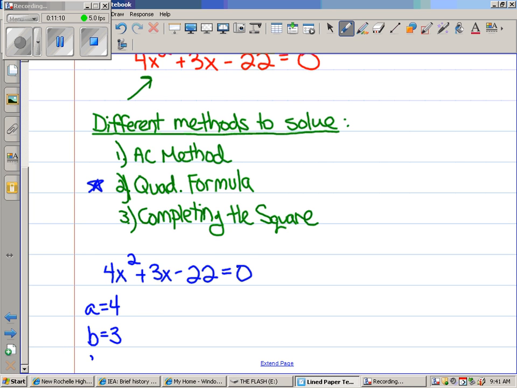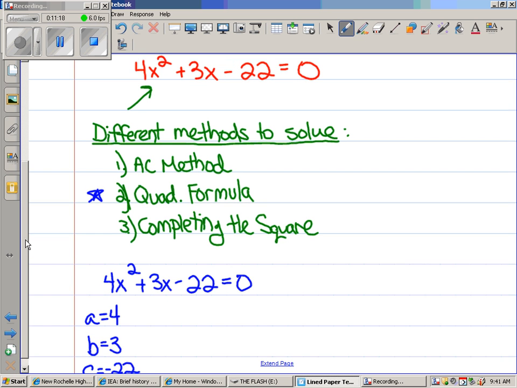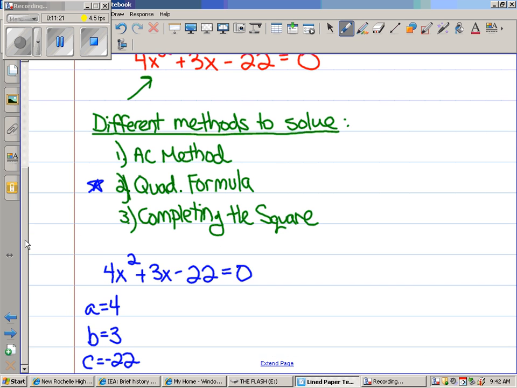B is 3. C is negative 22. And to be honest with you, this is really what screwed people on the Regents exam, right? The first way I tried to show it to you wasn't that bad. But everybody got to this step, and they kept trying to factor it, and they were so stressed out from taking the Regents that on the last problem, they couldn't get this, and people just freaked out.